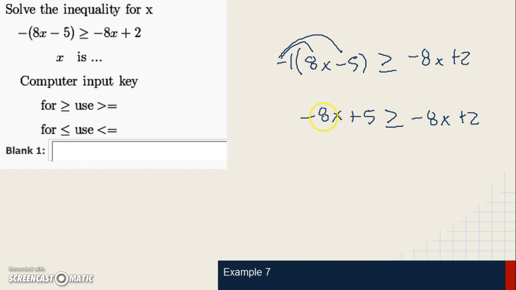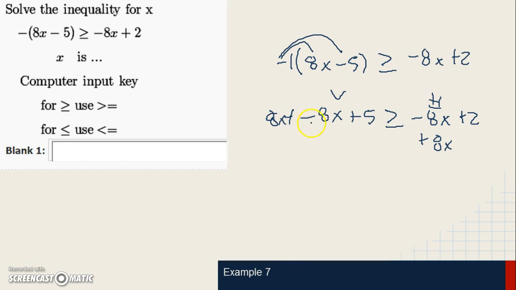Since both of the numbers in front of my variable are the same, I can essentially choose whatever side I want. I'm going to choose the left side because I know in the end I need x to be on the left side to put it in the answer blank. So I'm going to eliminate this negative 8x by adding 8x.